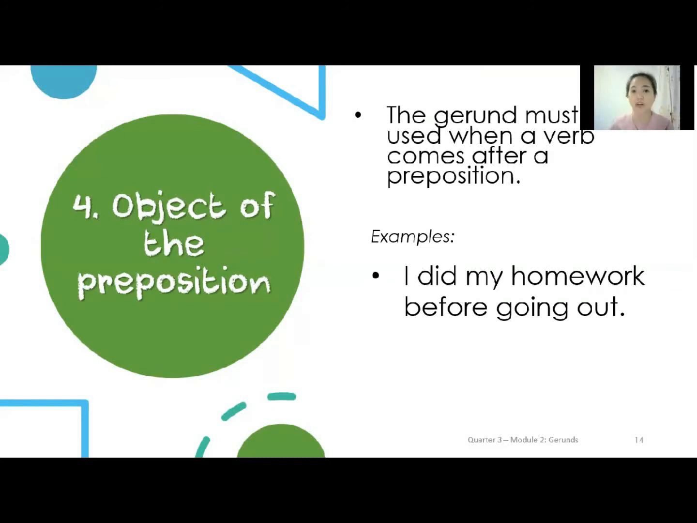So what is our gerund in this sentence? The gerund in this sentence is the word going. Since the definition of object of preposition is that the gerund comes after a preposition, what is the preposition that we have in this sentence? The gerund is going. So what is our preposition? Yes, the preposition here is the word before.